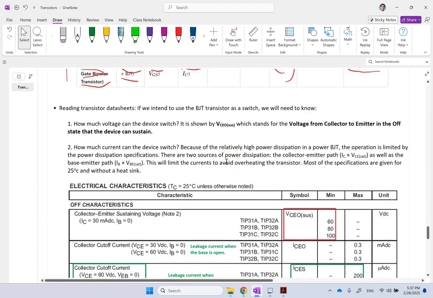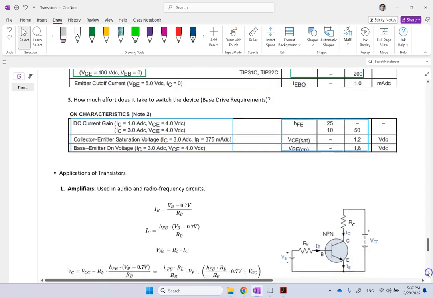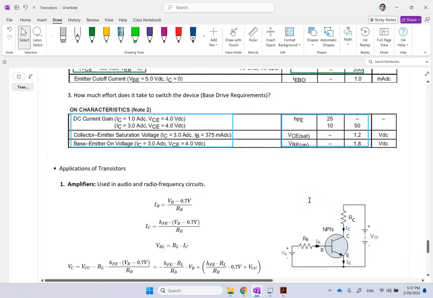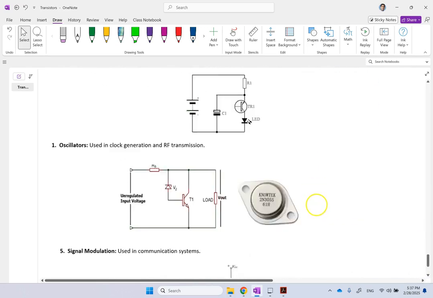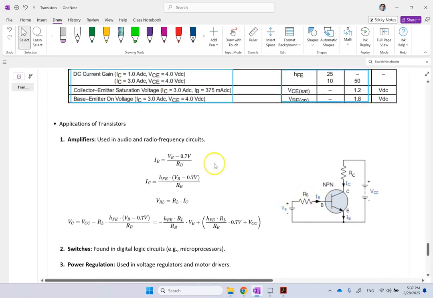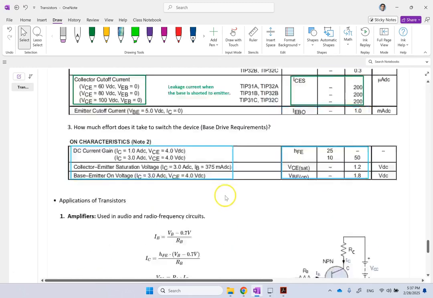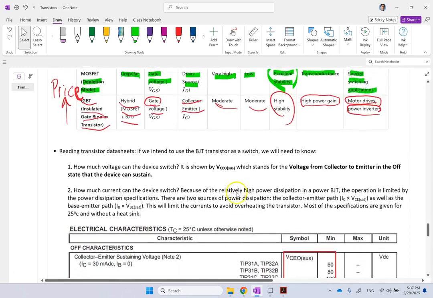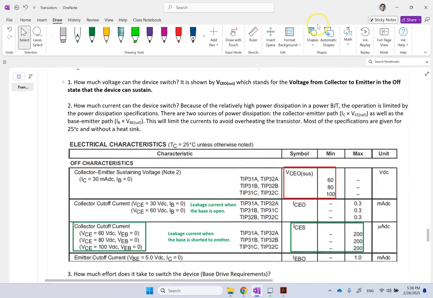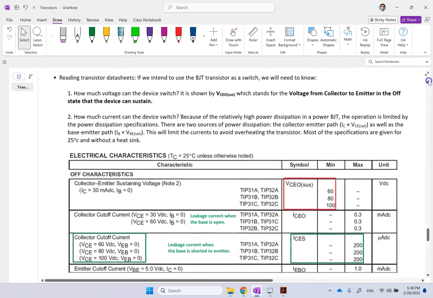So now that we have seen those, let's go and look at the data sheet for a transistor and look at a few applications. This amplifier example, by the way, has again some equations that could be useful. So how do you look at the data sheet of a transistor?